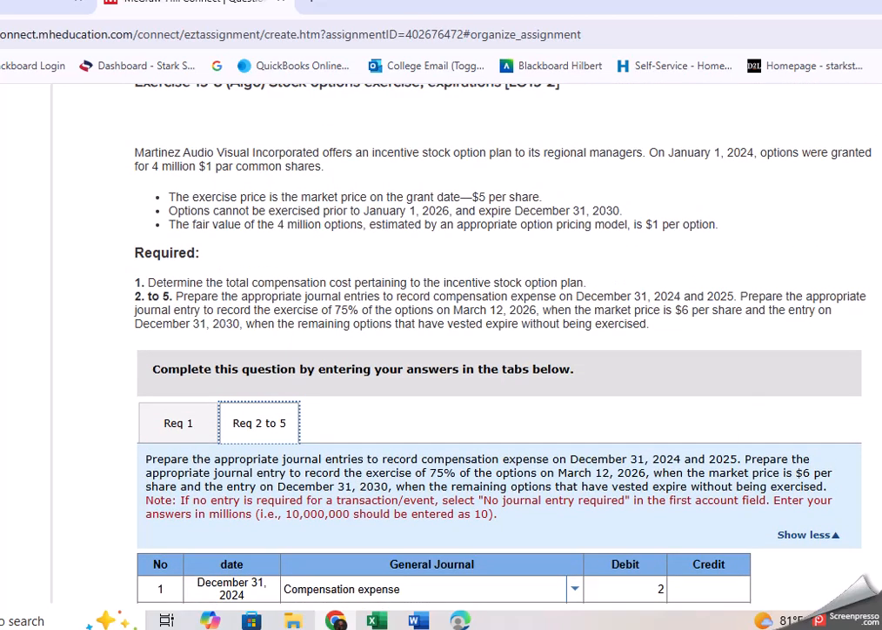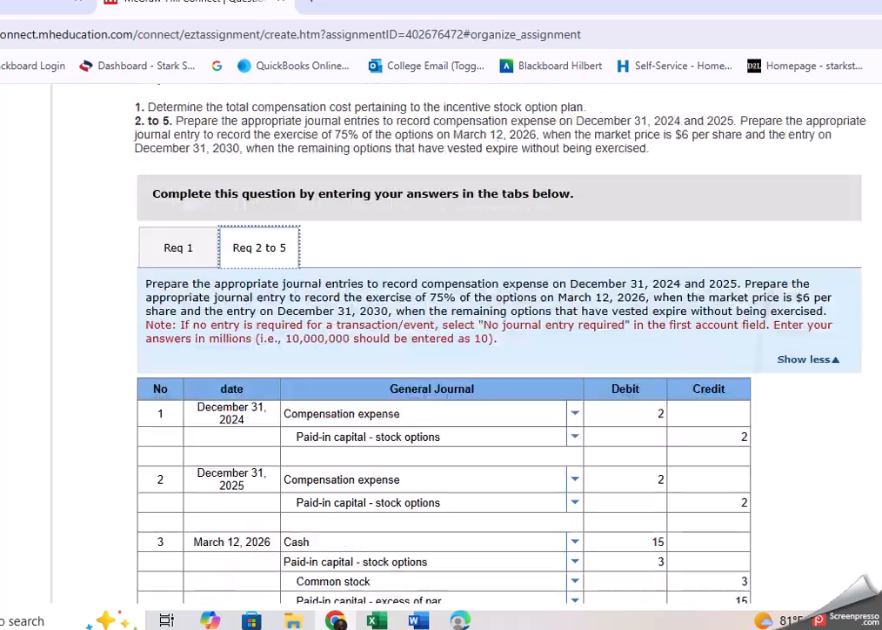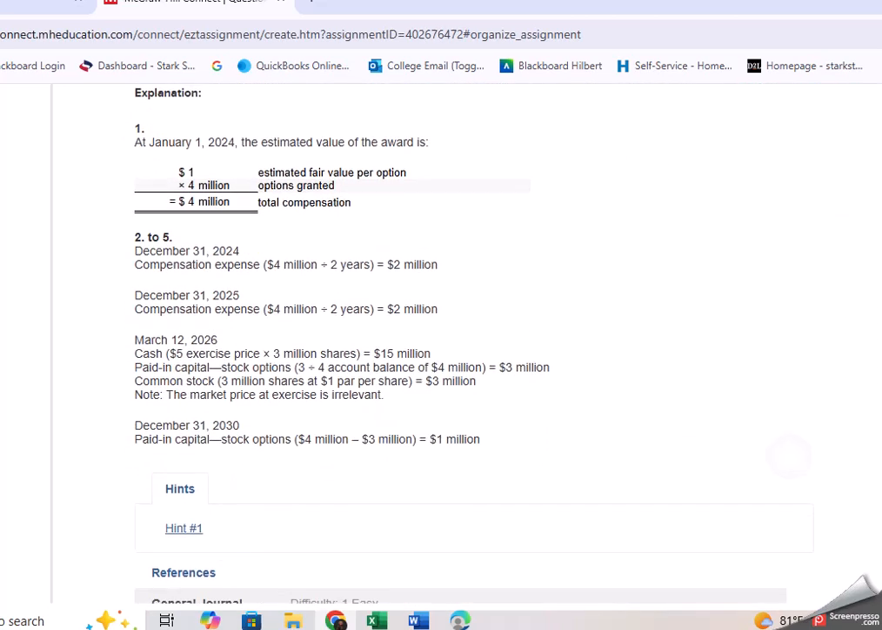Okay, then we get into the third thing where it says, now prepare the appropriate journal entry to record the exercise of 75% of the options on March 12th of 2026 when the market price is $6 per share. So they've got, again, 4 million shares. Let's go down here and see if they map that out for us. They have 4 million shares, and 75% of those, so that times 0.75, gives us 3 million. So 3 million shares are exercised.